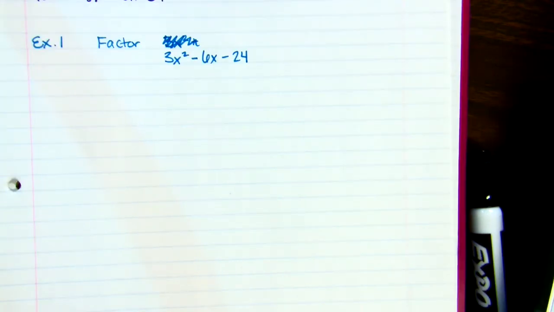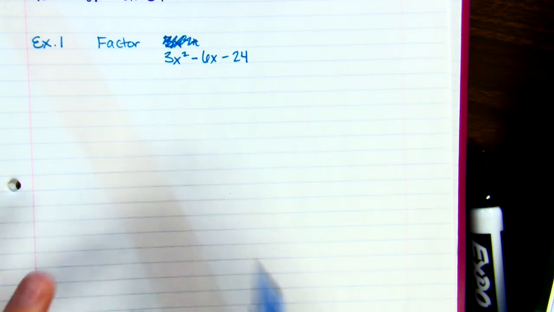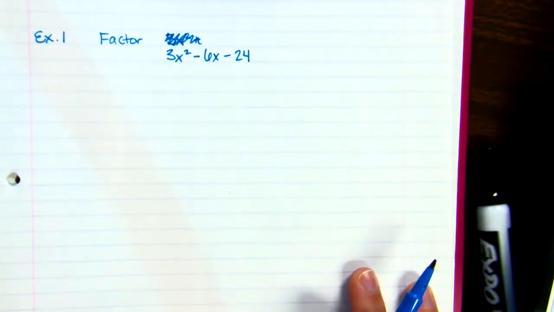So our first example, we're factoring 3x squared minus 6x minus 24. And if you think back to previous lessons, remember I said you always want to try and see if there's a greatest common factor that you can factor out first. If there is, then you want to do that. Otherwise, this problem can get very complicated.